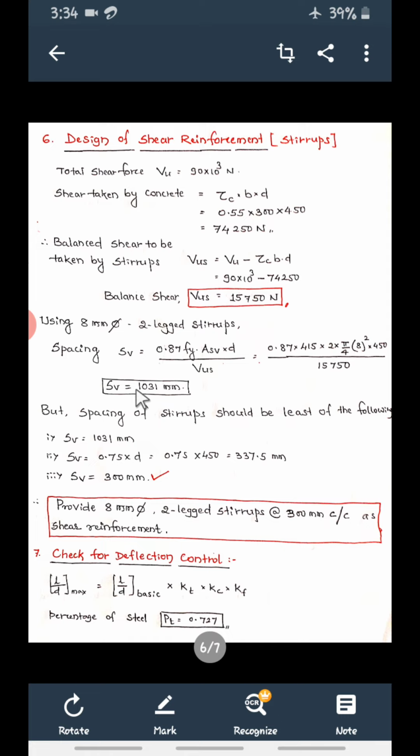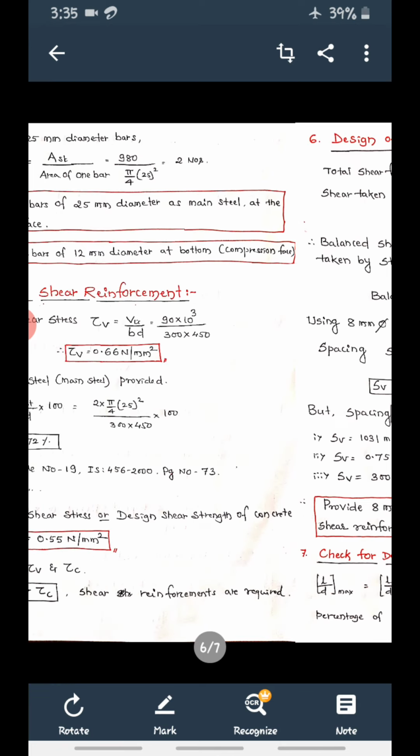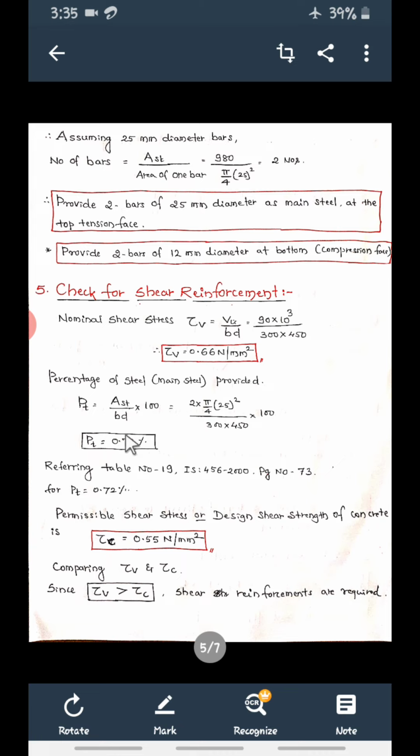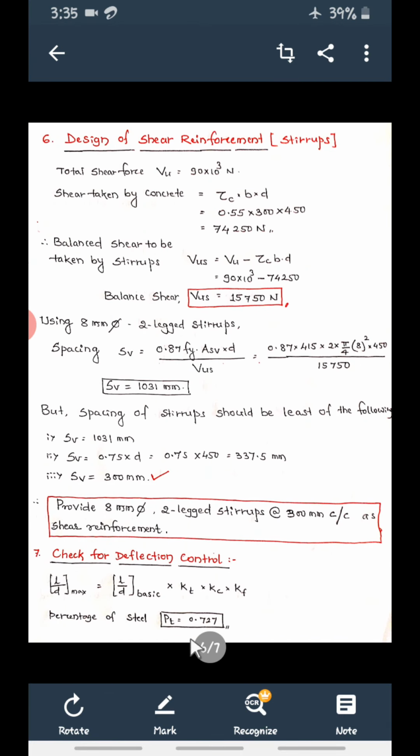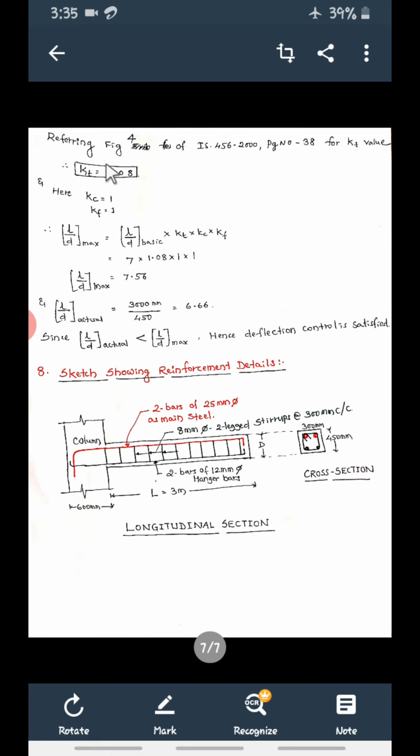So this is another important step. Next is check for deflection. The last check, that is deflection, we have to check. For this, L by D maximum we are first going to calculate. So L by D maximum is equal to L by D basic value into KT into KC into KF. So what is the percentage of steel Pt? Percentage of steel Pt, that is the main reinforcement we have provided at the top, is 0.727%.